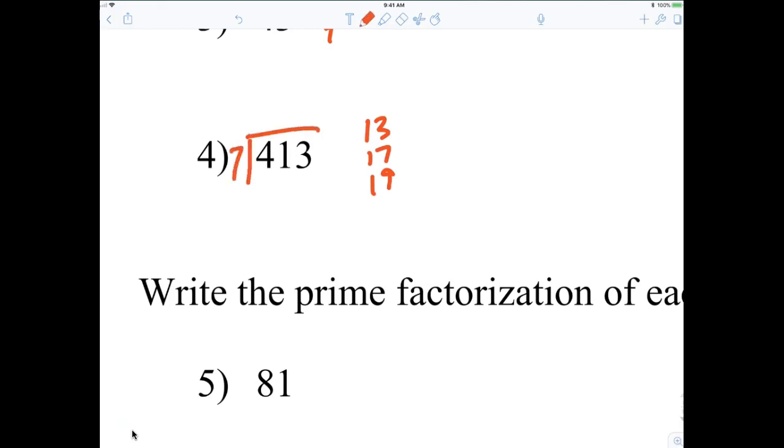7 goes into 41 how many times? 5 times, which is 35, which gives me 6 left over, right? Oh, 9. 7 goes into 63 9 times. And we say it's 59. So is it prime? No, it's actually composite, right?